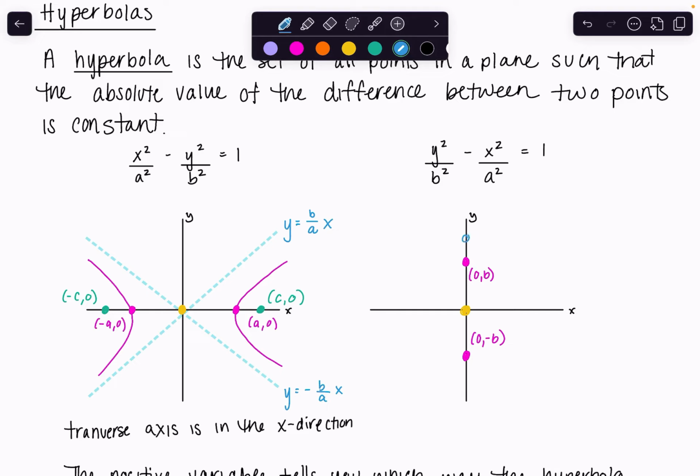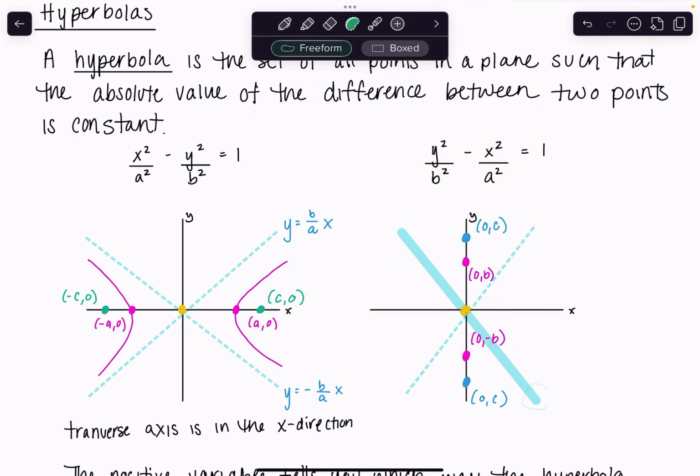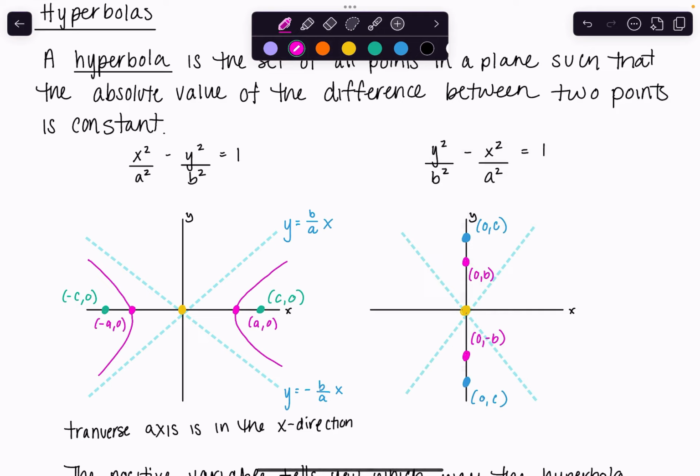Then you have your foci, which is what our graph is going to wrap around. And same thing, this will be some c value. And then we have our two different asymptotes that we end up hugging. And again, let's go ahead and make these dotted and a little bit thinner. And then our graph is going to wrap around those foci and hug the asymptotes.